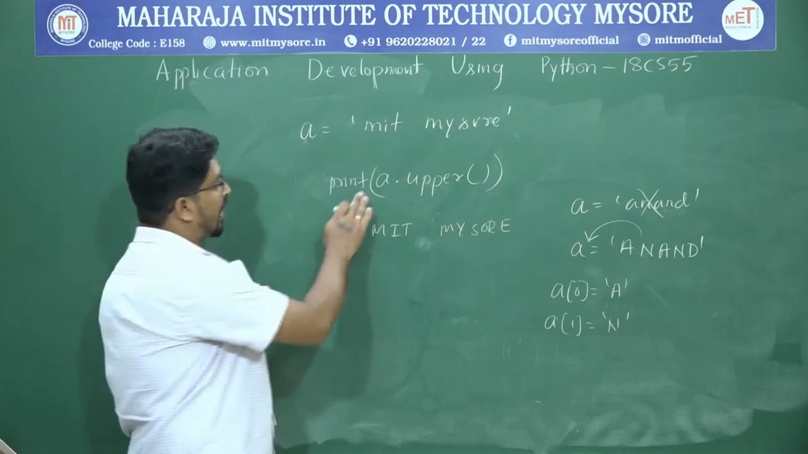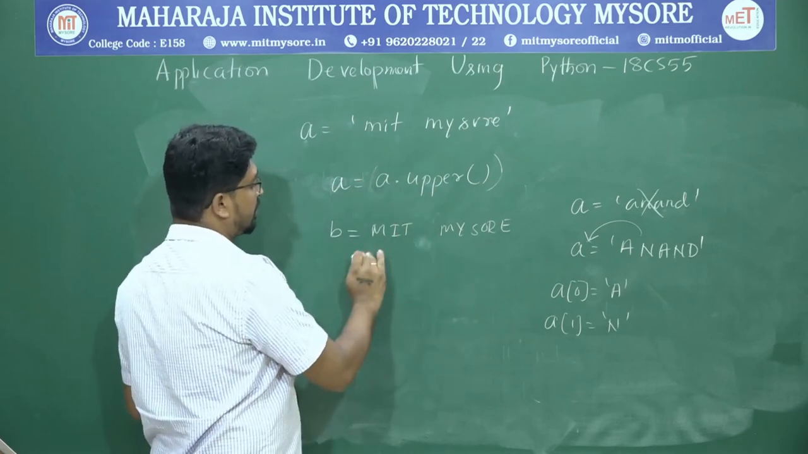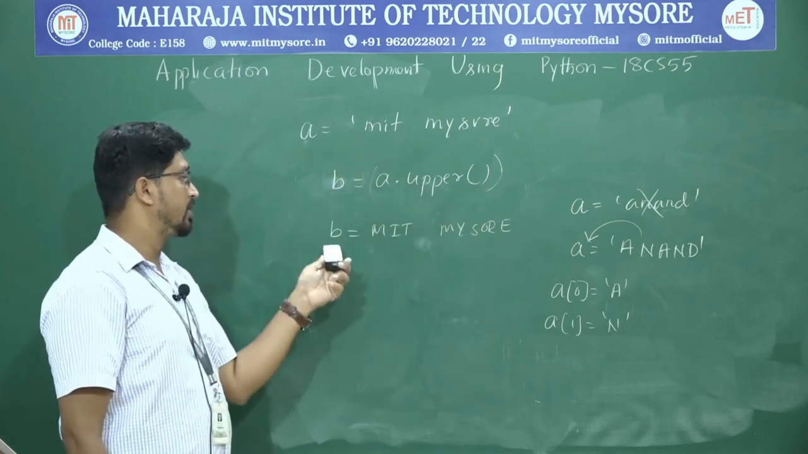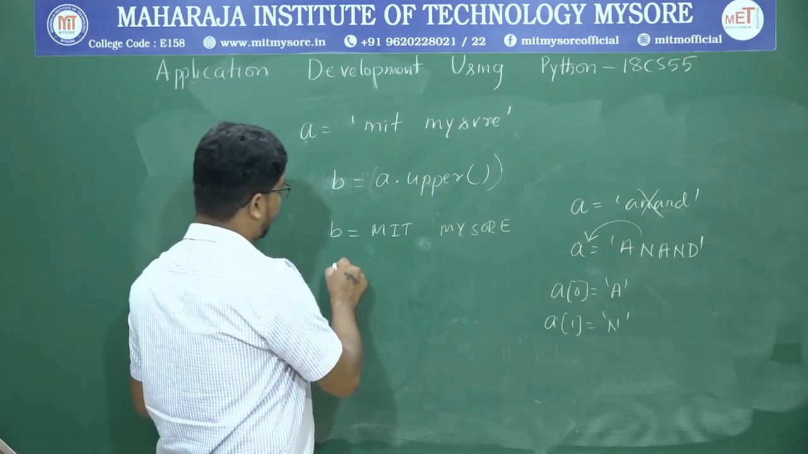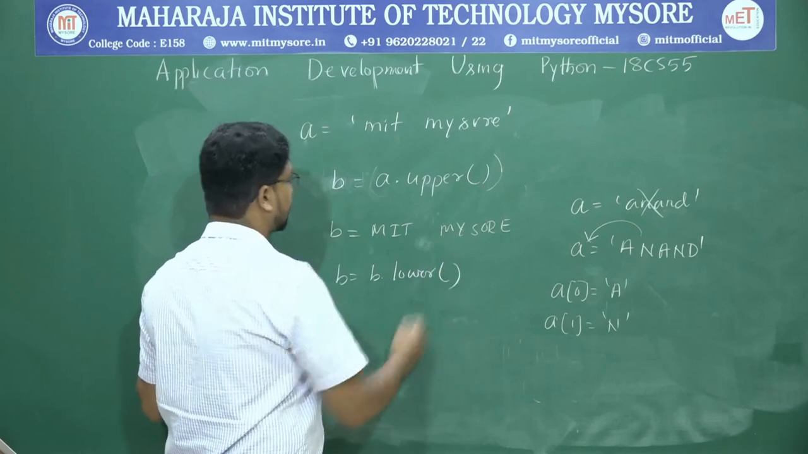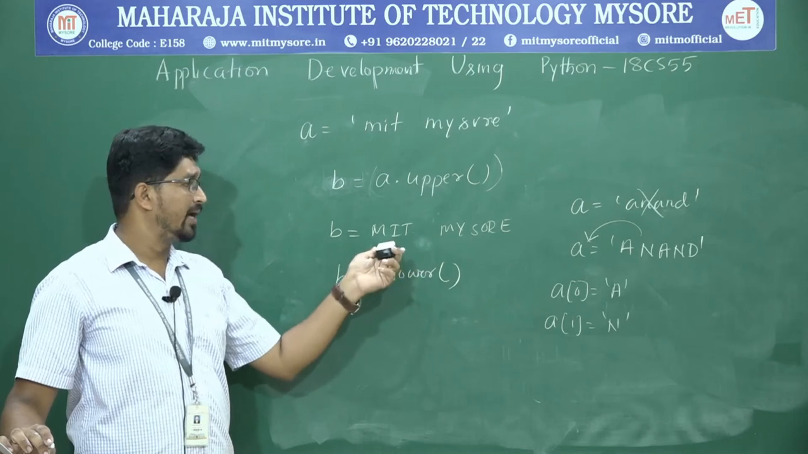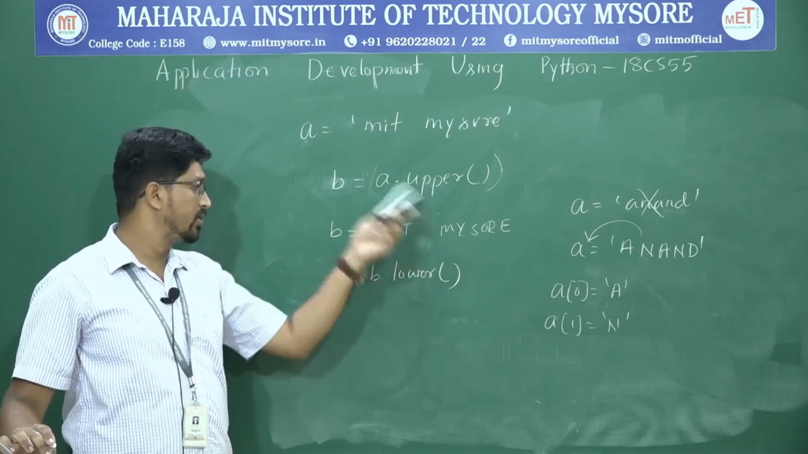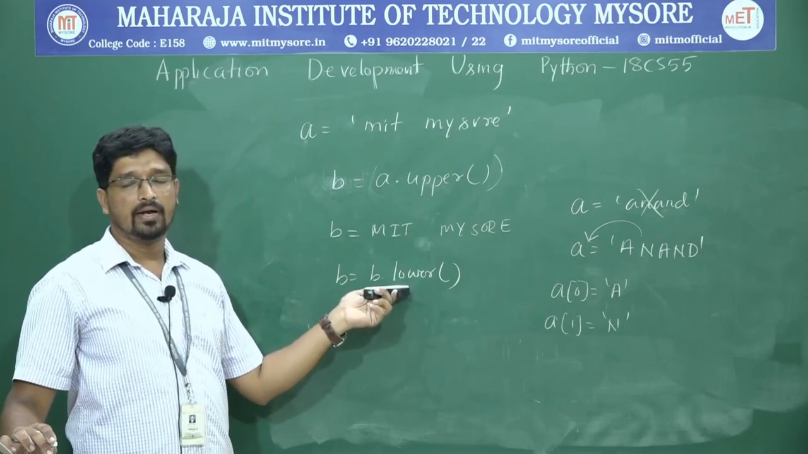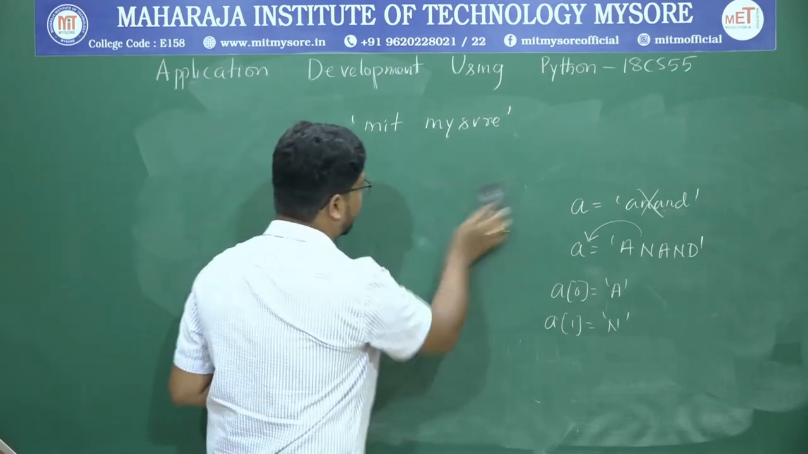If you want to change the actual value, that is just a reassignment: A is equal to A dot upper. In the same way, consider B is equal to A dot upper. The data will be stored in B, so B has MIT Mysore. Then if you want to convert, B is equal to B dot lower. What happens? All the data, MIT Mysore in capital letters, will be converted to lowercase and stored in the variable B. That is how we convert it into upper and lower.